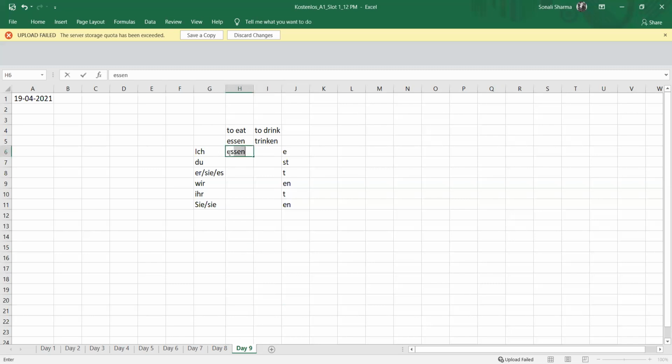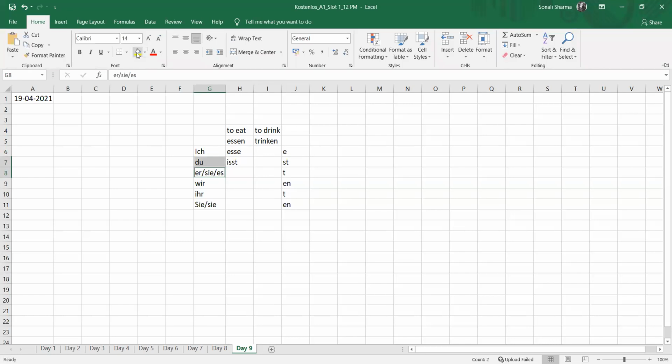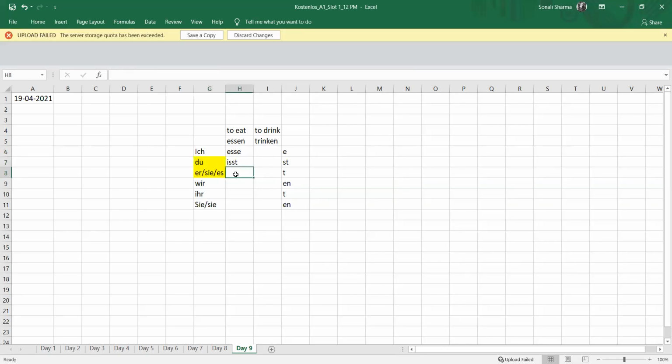Now with ich, we have esse. With du, we have isst. Here you can see E is changing into I. There are verbs which change in the du and er/sie/es form, and these verbs are known as irregular verbs. I will make it yellow so that you can see that these are changing. Again with er/sie/es we have the same. With the du form we can just figure it out, it is ST, and with er/sie/es we have to look for T.